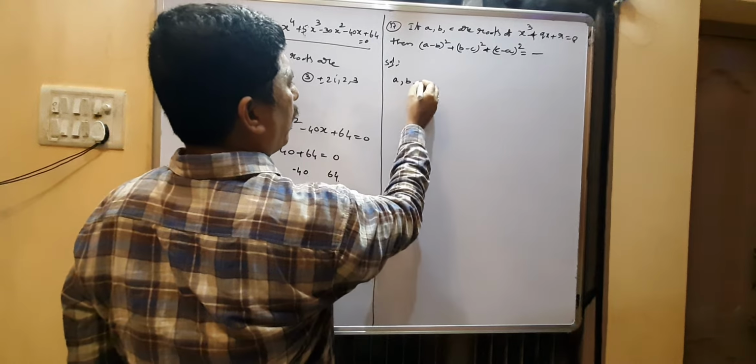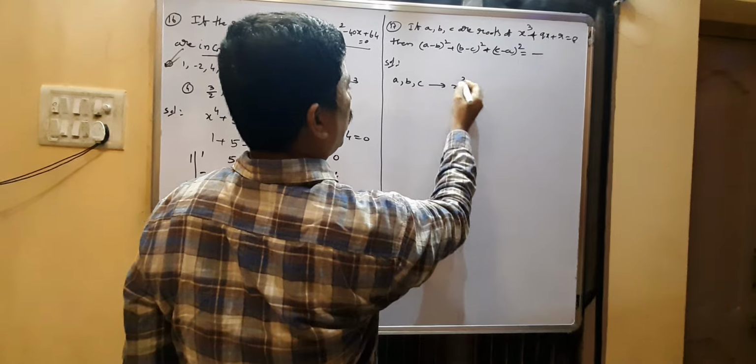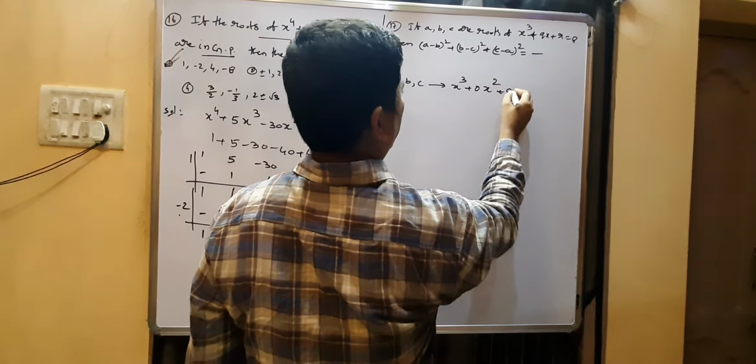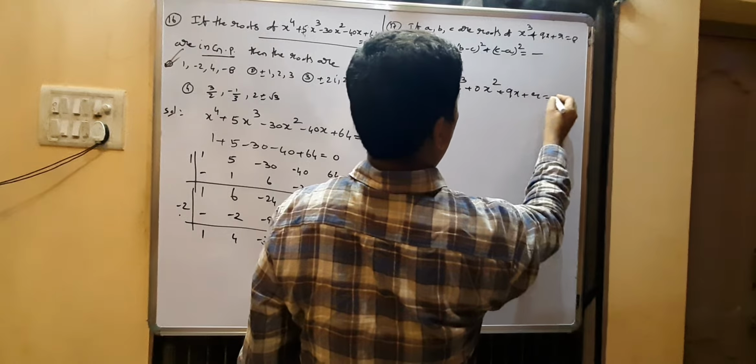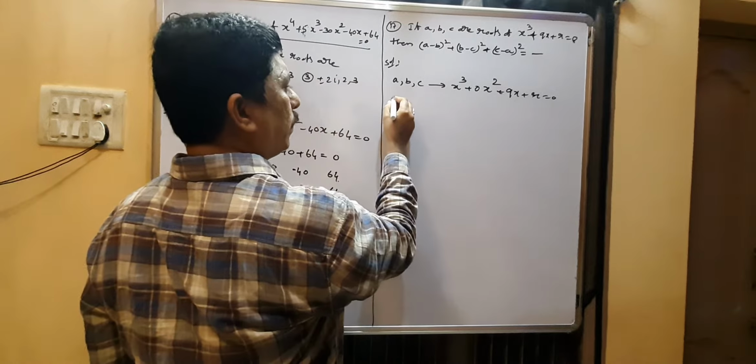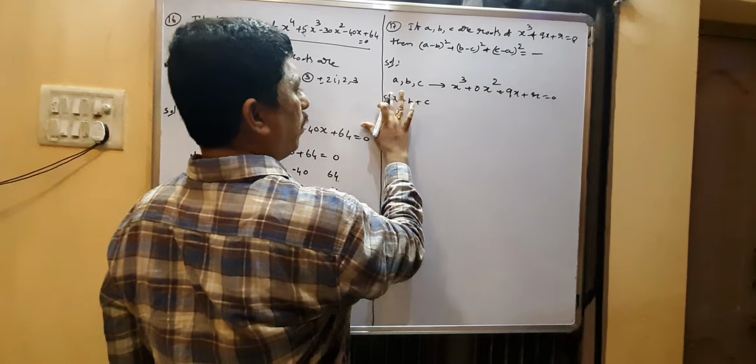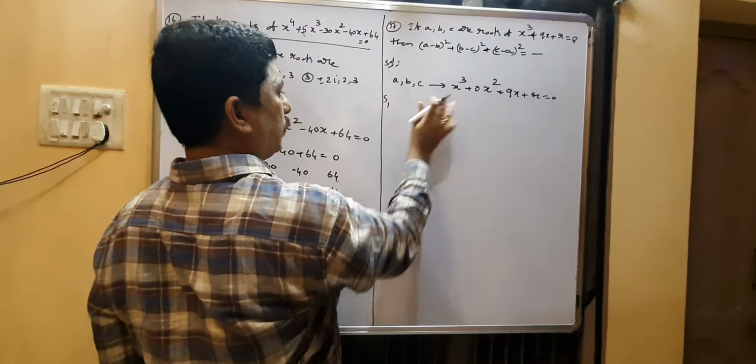Coming to second question, 17th one. a, b, c are the roots of x cube plus 0 into x square plus qx plus r equal to 0. Sum of the roots S1 is a plus b plus c.